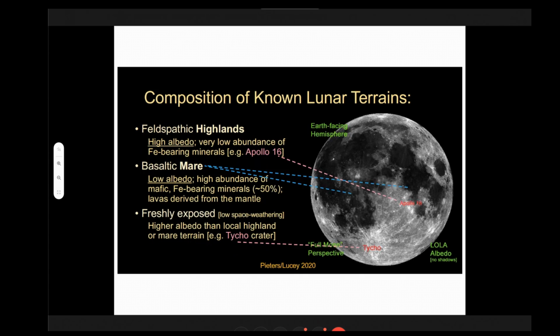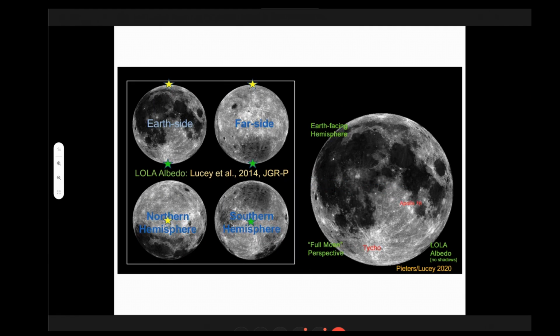Next slide, please. And from this, we can quickly identify feldspathic materials compared to basaltic materials or materials that have significant amounts of mafic minerals. We can also identify what areas are relatively fresh, basically on their brightness information in reflectance. Next slide, please. And as Brent just showed, with the LOLA data, we now have global albedo data for the entire moon.